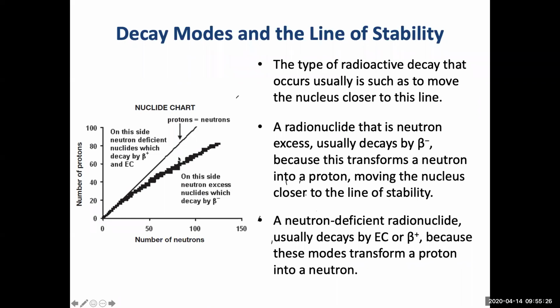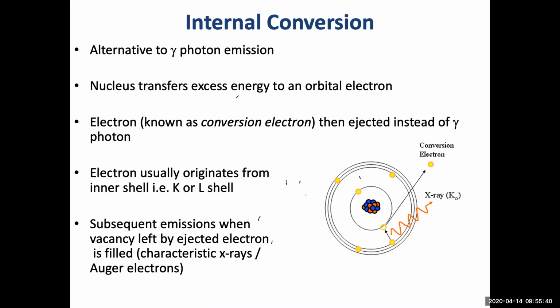Sorry, there's a question here. You mean, what is the relationship between internal conversion and Auger electrons? So, I'll just go back to answer the question. The excess energy in the nucleus is converted to an orbital electron, which will be ejected from the atom.